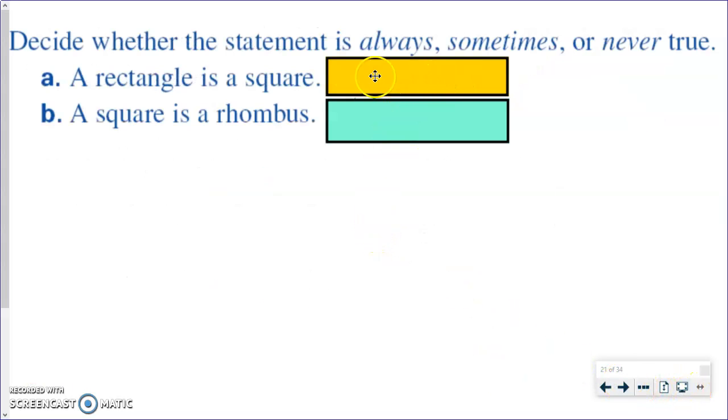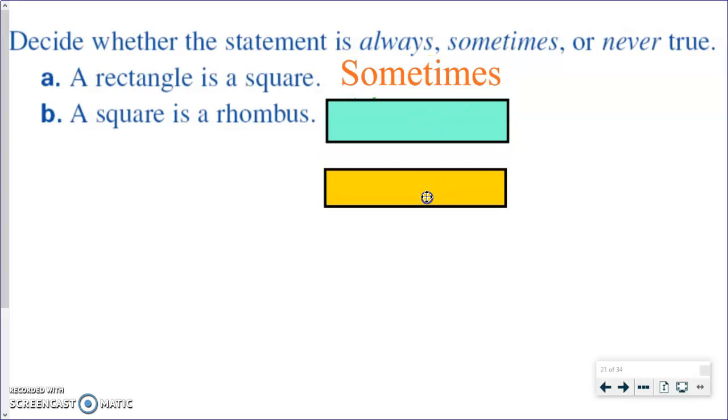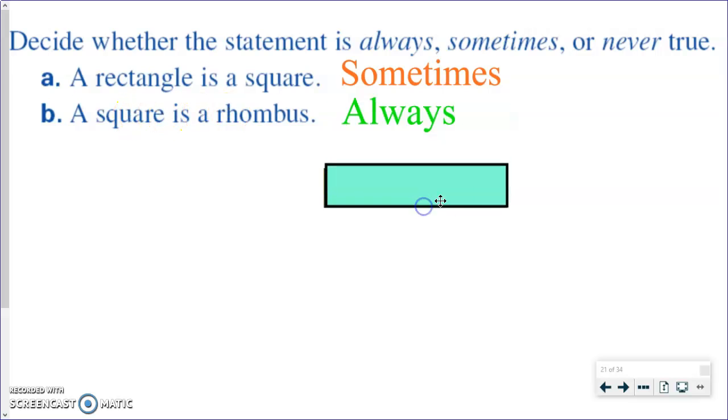So again, here's a little more logic. Are these things always, sometimes, or never true? A rectangle is a square. Okay. That's right, that is sometimes true. A square is a rhombus. Well, a rhombus has 4 congruent sides. All squares have 4 congruent sides, so a square is always going to be a rhombus.